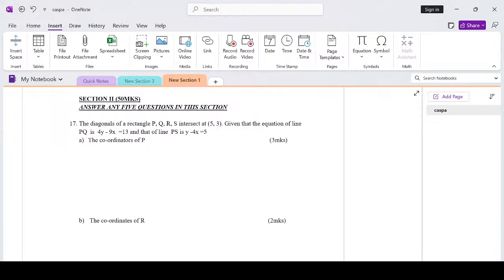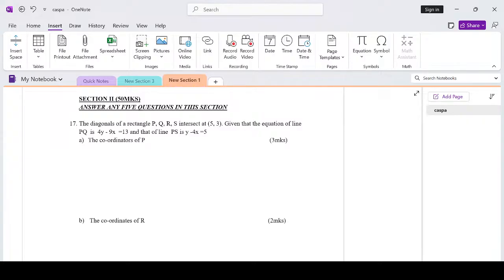The diagonals of a rectangle PQRS intersect at (5, 3). Given that the equation of line PQ is 4y minus 9x equals 13, and that of PS is y minus 4x equals 5. Part A, find the coordinates of P.